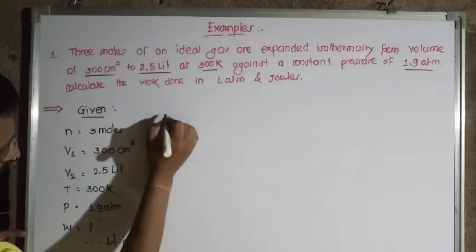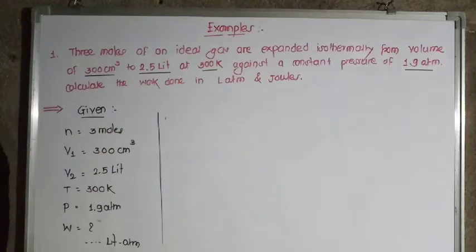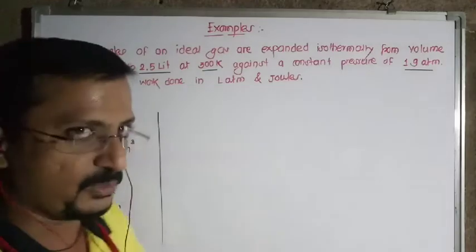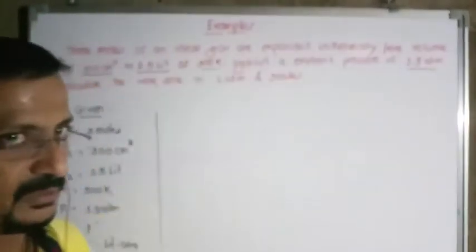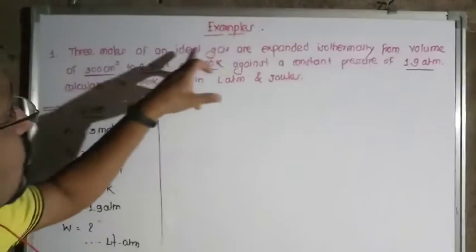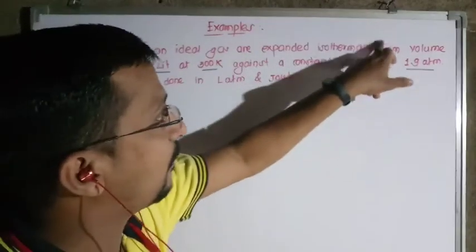So after writing the given data, first you have to try to write the correct formula. From this it is clear that this example is based on the work done against constant external pressure, that is W is equal to minus P delta V. Why? Even here 3 moles of an ideal gas are expanded isothermally.